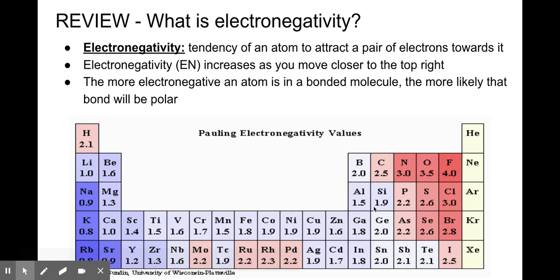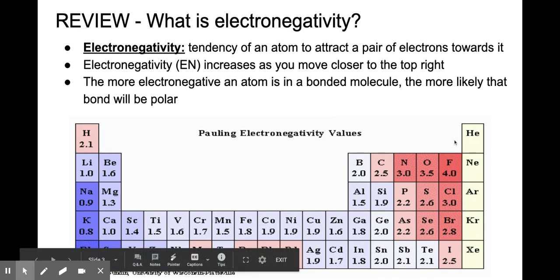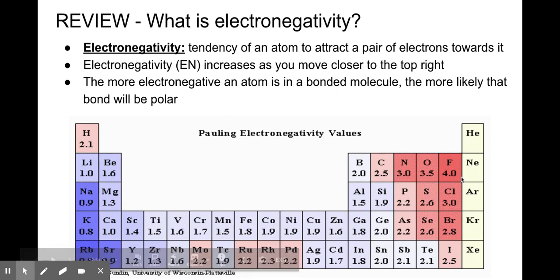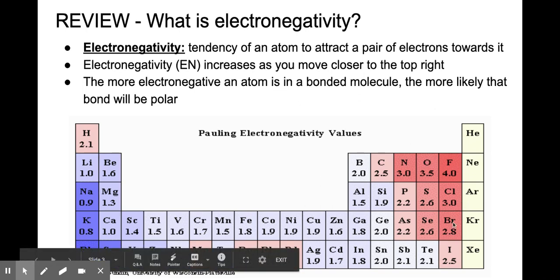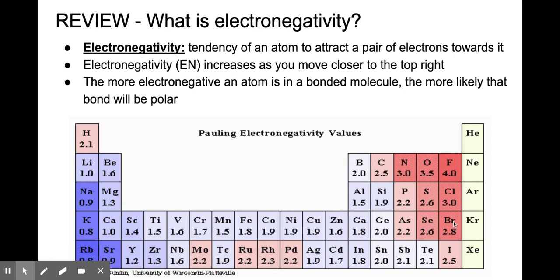The atoms that have the highest electronegativity exist in the top right-hand corner of the periodic table. So fluorine is the most electronegative element. Okay, oxygen's a close second, and then your other elements here in that reddish color have the higher electronegativity. So the more electronegative an atom you have in a molecule that's bonding, the more likely that bond is going to be polar because that atom is going to pull the other electrons involved in that molecule towards it.